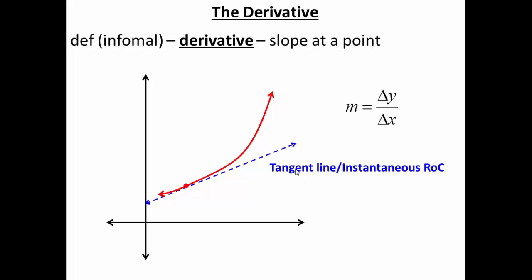And the slope of that tangent line now represents the instantaneous rate of change. In other words, the rate of change at that single instant in time, that single point. Secant line would represent an average rate of change, whereas a tangent line would represent an instantaneous rate of change. And for that fact, it also represents the slope at the point.